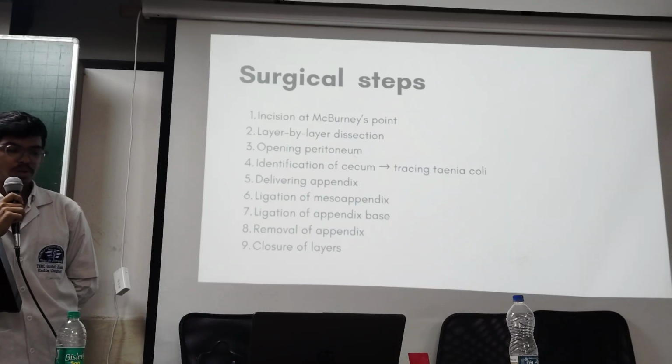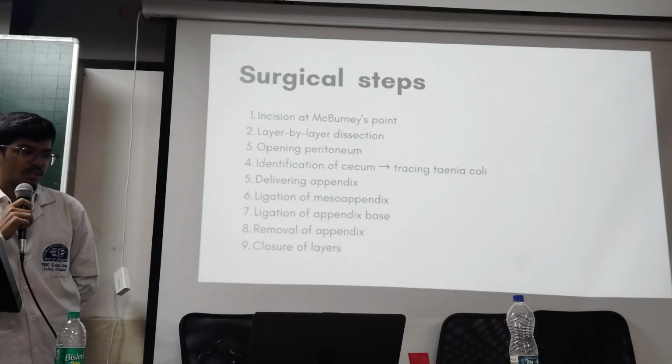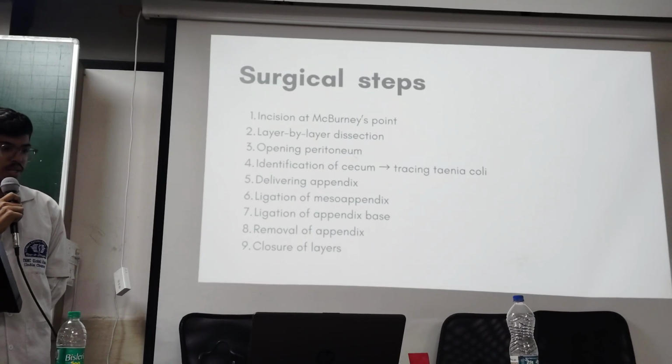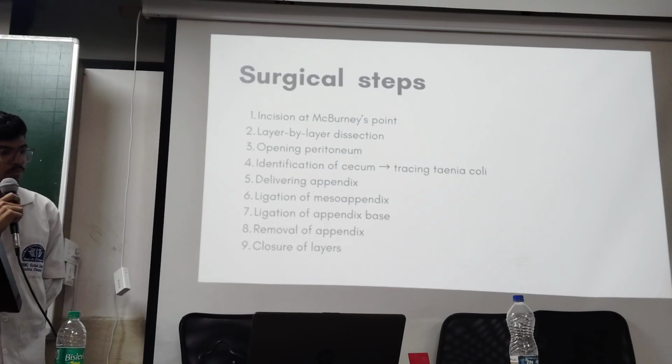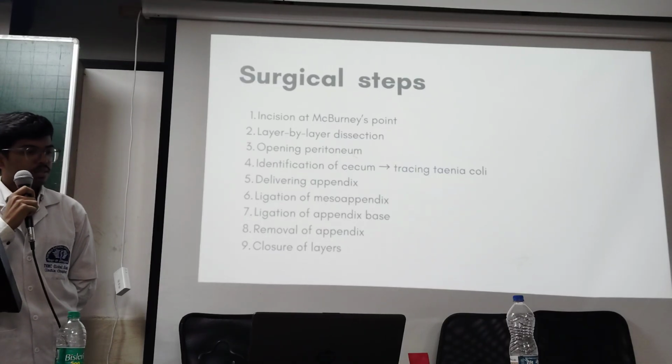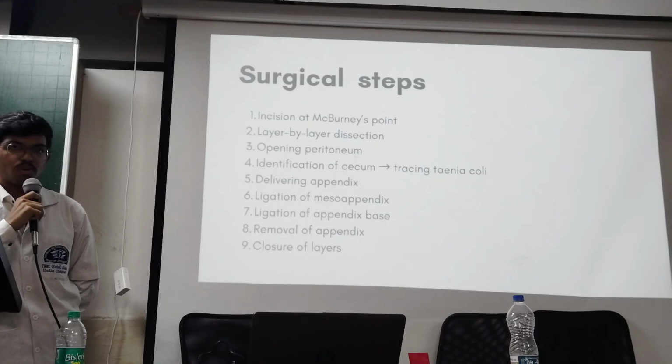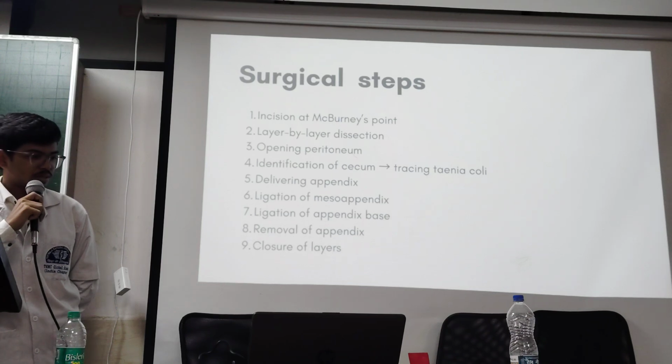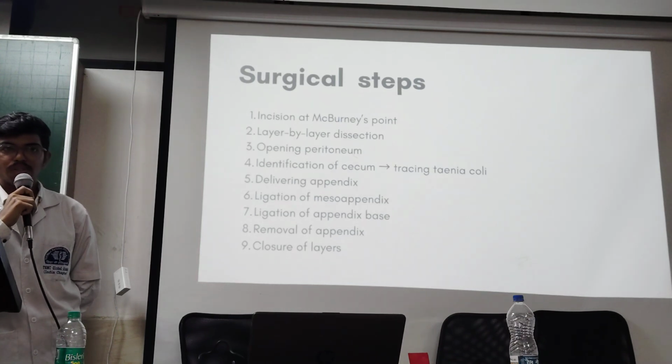Surgical steps of open appendicectomy: incision at McBurney's point, then layer by layer dissection of the anterior abdominal wall, then opening of the peritoneum, then identification of the cecum by tracing the taenia coli. Then delivering the appendix. Sixth, ligation of the mesoappendix, then ligation of the appendix base. Eighth is removal of the appendix, and then closure of layers.